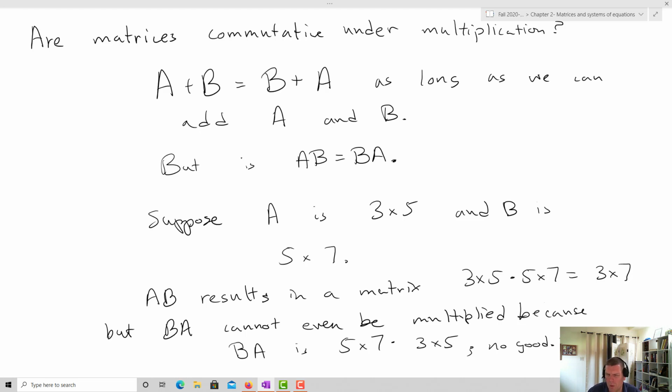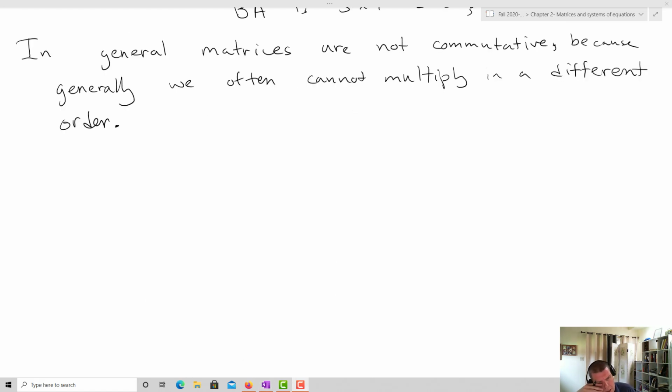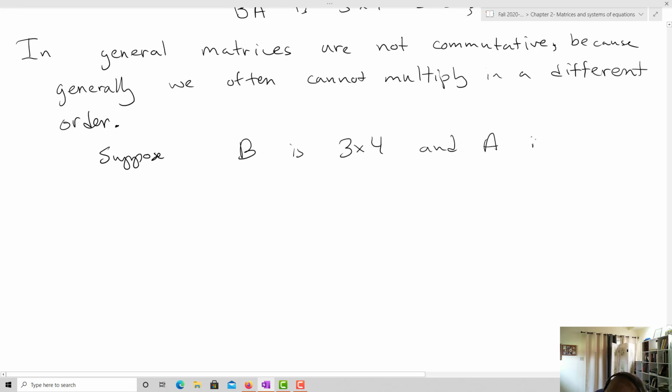So we'll ask ourselves, what size of matrices will we need in order to actually be able to commute? In general, matrices are not commutative because generally we often cannot even multiply in a different order. Well, sometimes though we can, right? So suppose that B is 3 by 4 and A is 4 by 3. So AB is going to be 4 by 3 times 3 by 4. So that can be multiplied.